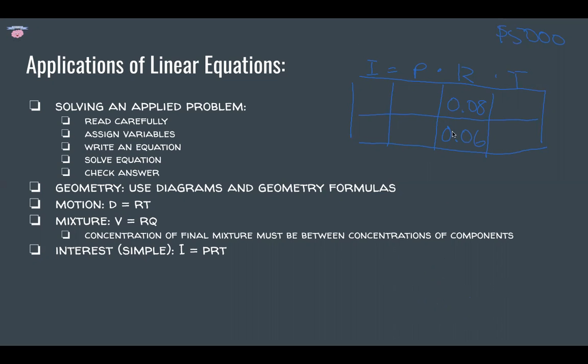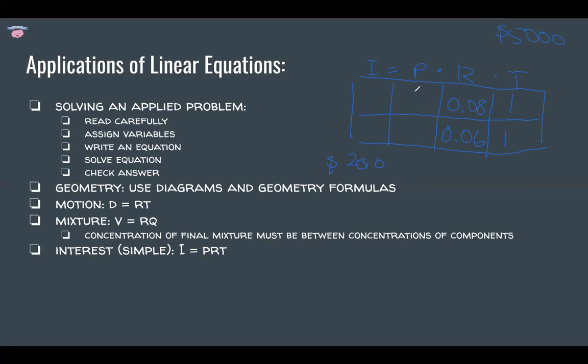Now, these are the two rates that we have. And if we get a total of $200 of interest, how much did we put in each one after 1 year? So our time is 1 because time is measured in years. So all we don't know is the interest and the principal. If we know one, then we know the other.